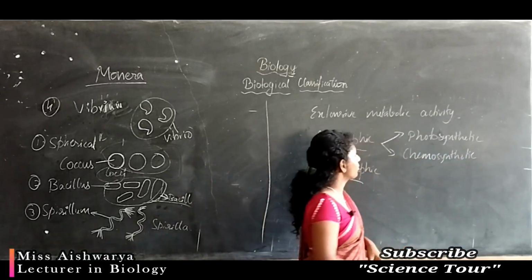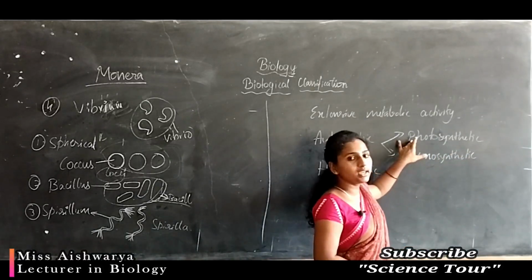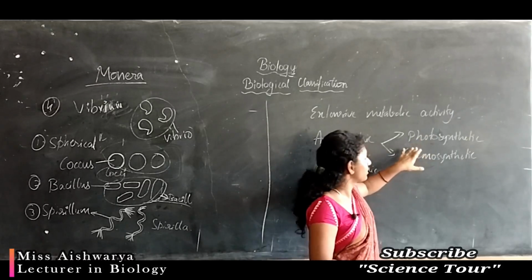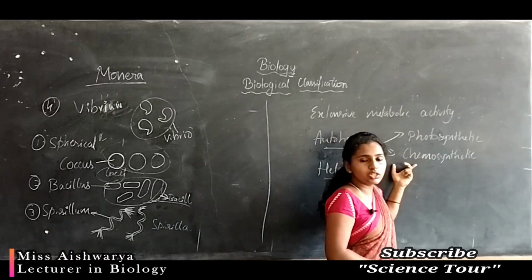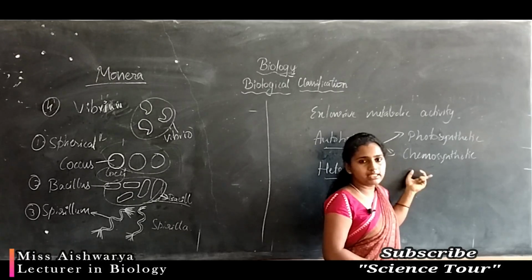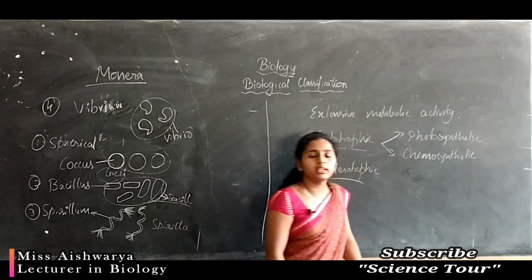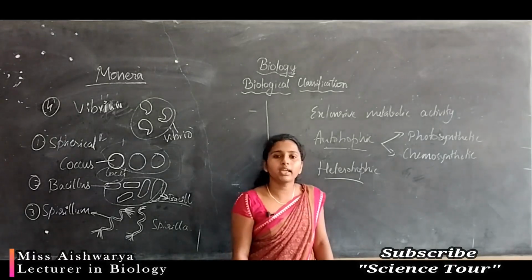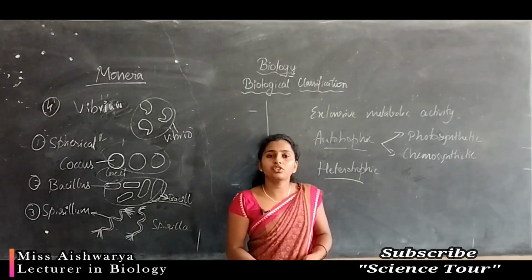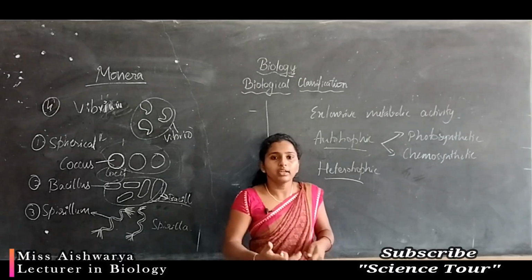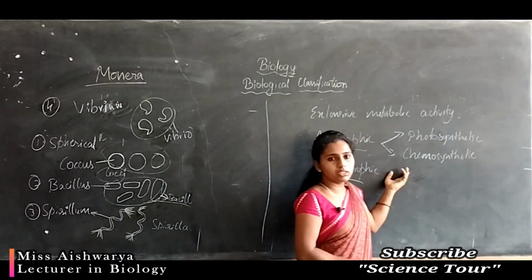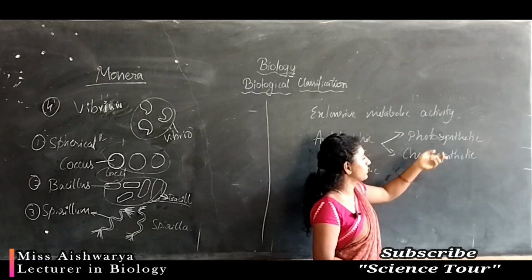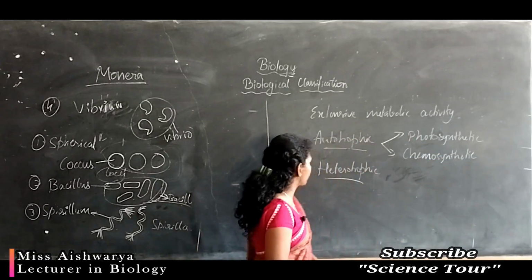Photosynthetic and chemosynthetic. Here photosynthetic is the light, the energy is in the form of light source. Here the energy is in the form of chemical source. In chemosynthetic, the bacteria oxidize the inorganic compound to convert energy, to get energy, and that can be stored in different forms. So here chemical compounds are useful, here light energy is useful.